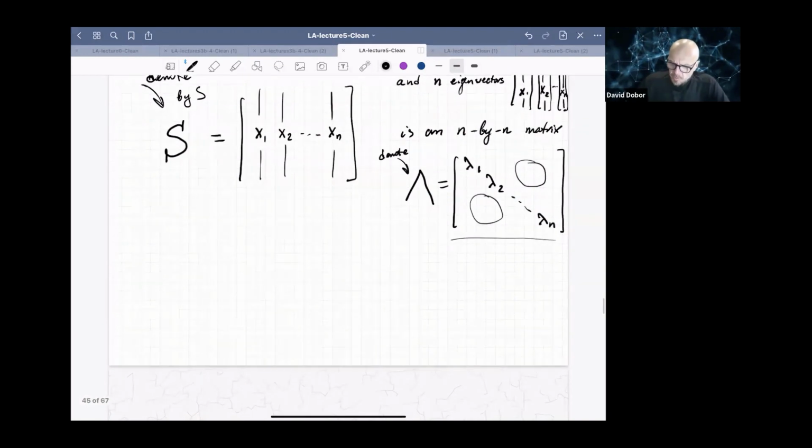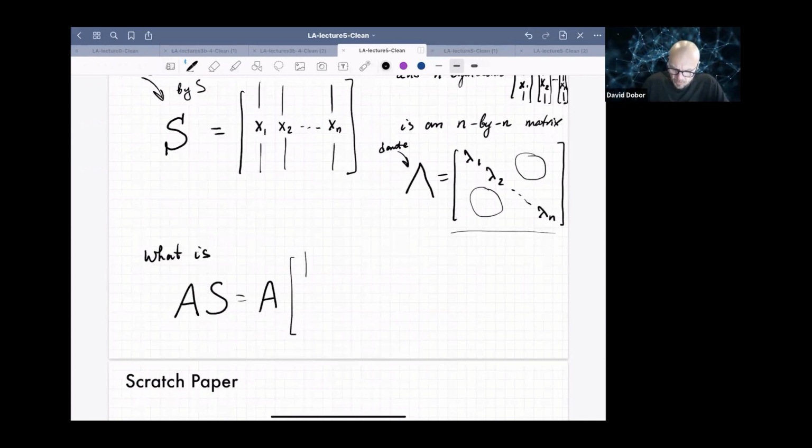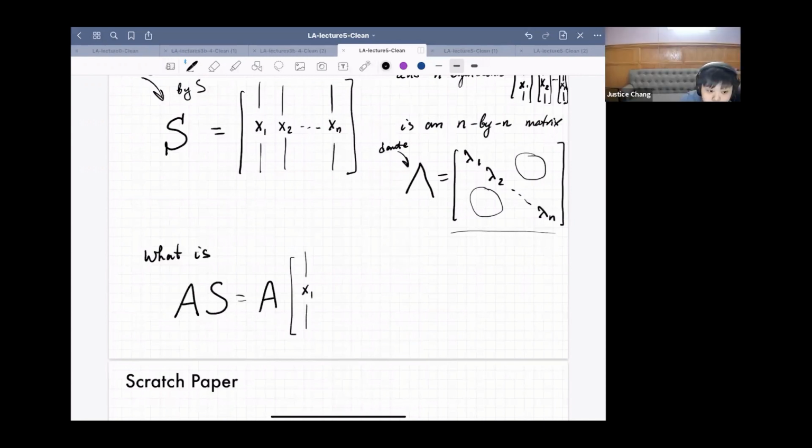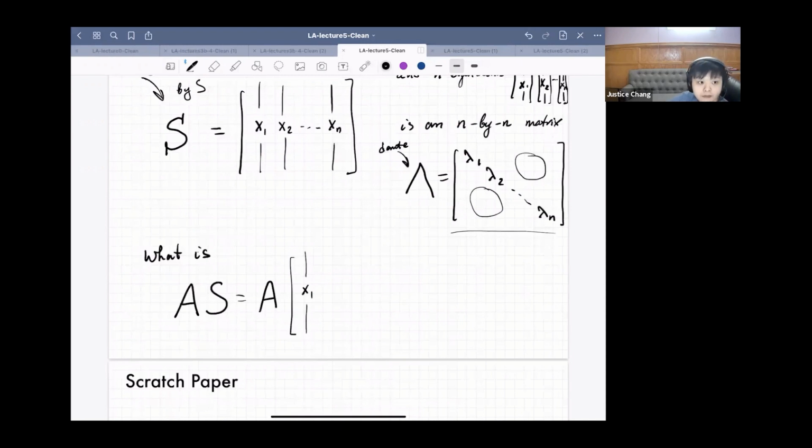Now, here's my question to you. I want to decompose this. This is a bit of an unfair question, but let me ask it anyway. So AS. What am I asking here, just to be clear? I'm taking A and applying it to the eigenvectors of A. Yes, that's correct.